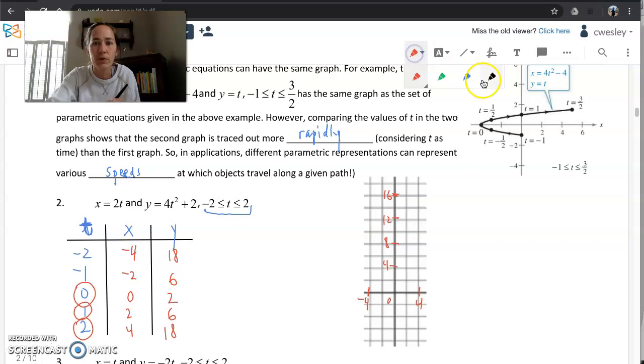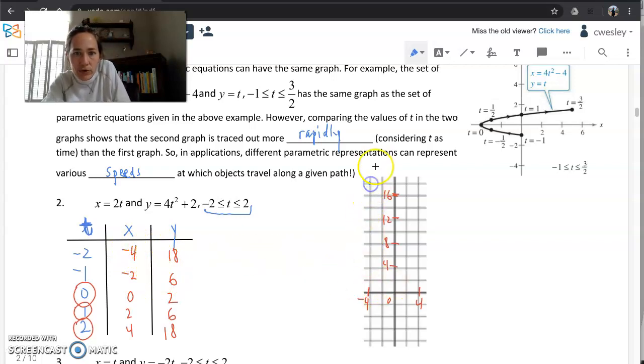So now we plot the points, right? That would be the next step. I'll use blue here. And we'll plot the x's and the y's together. So -4, 18. I would note the time when you plot it. So that's at time t equals -2. You've got -2, 6. That happens at t equals -1.